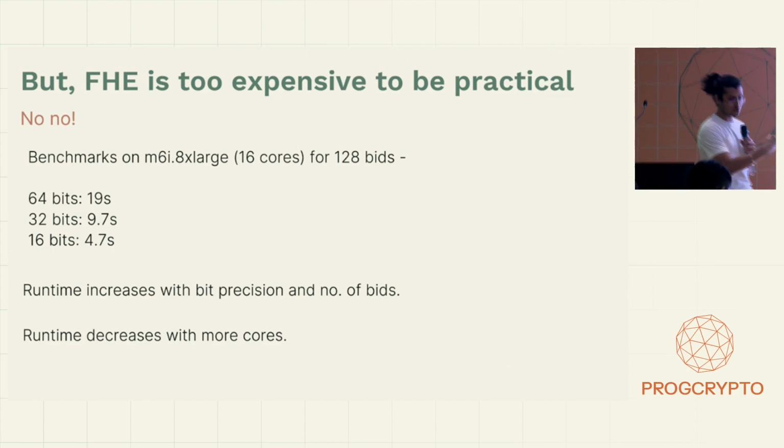And as you put more cores to it, the time would decrease. And as you decrease the precision of the bits the time would decrease linearly, or if you increase the precision of bits, it would increase linearly.